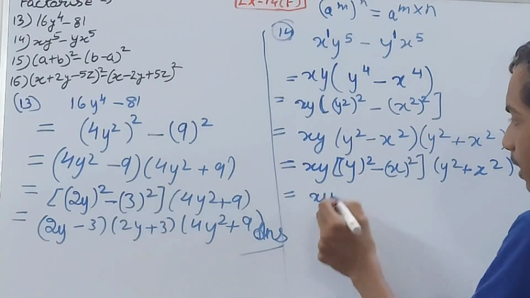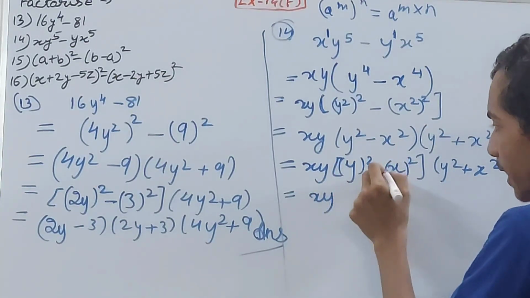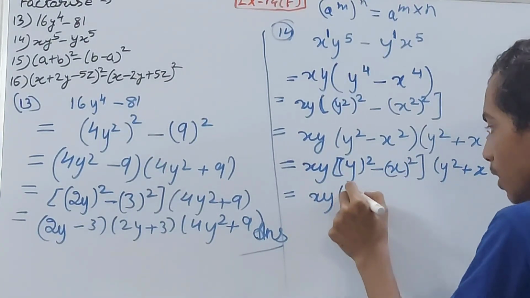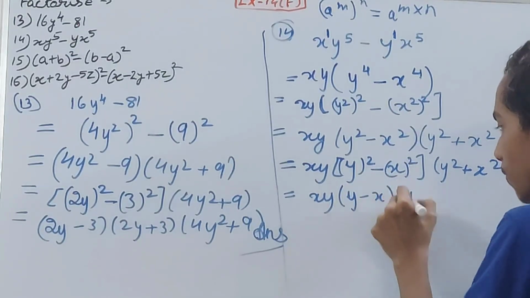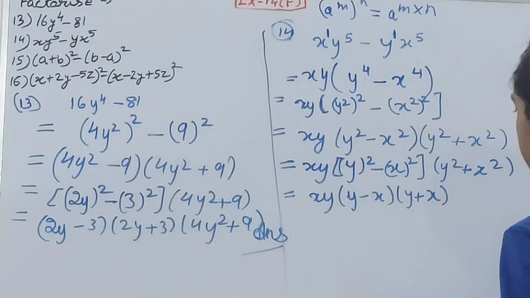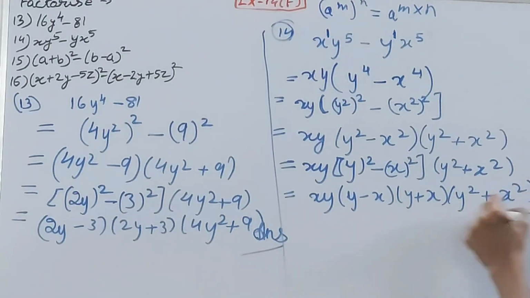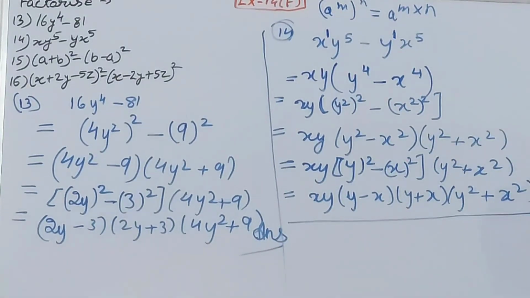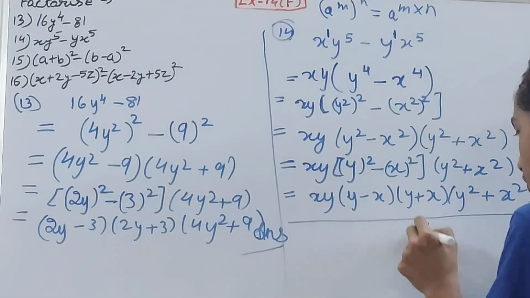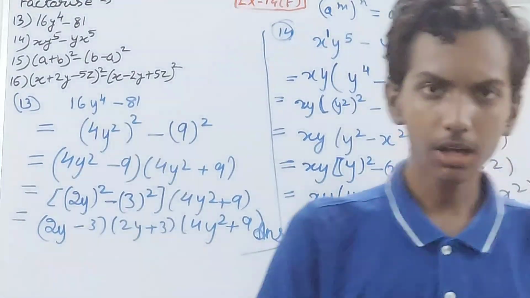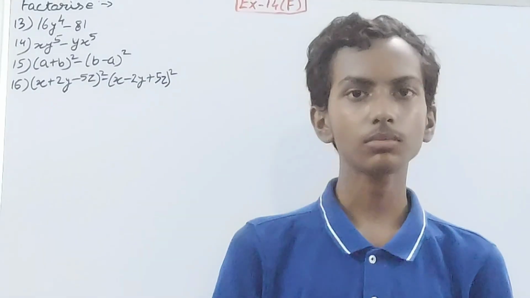Now open this y square minus x square, so xy into y minus x, y plus x, and here y square plus x square, right? Clear? Now it is completely factorized. That is your final answer. Clear? Now let's move on to the next question.